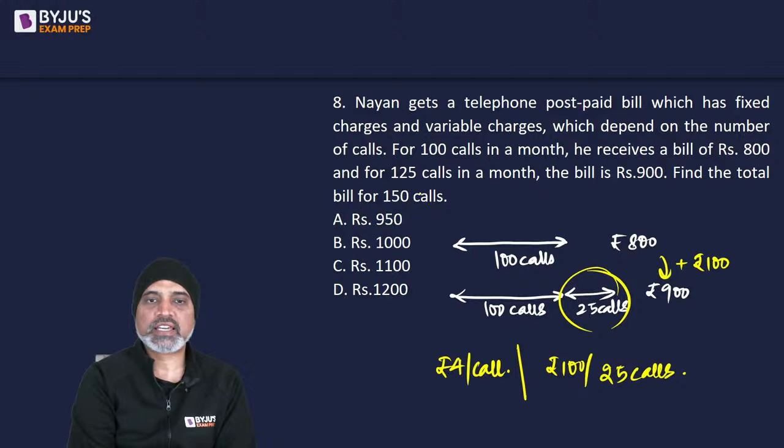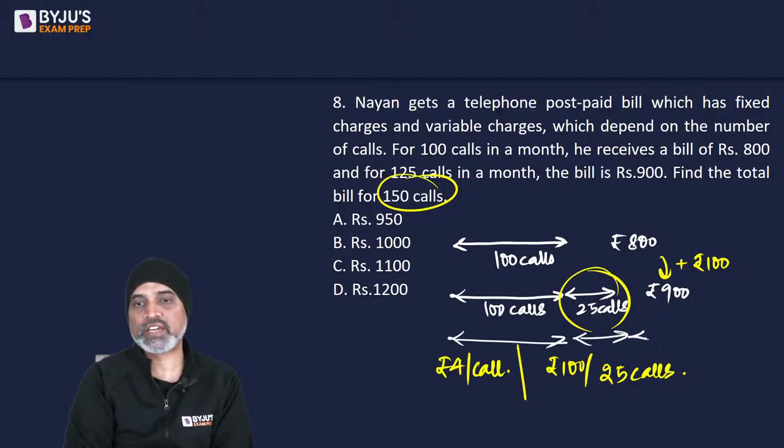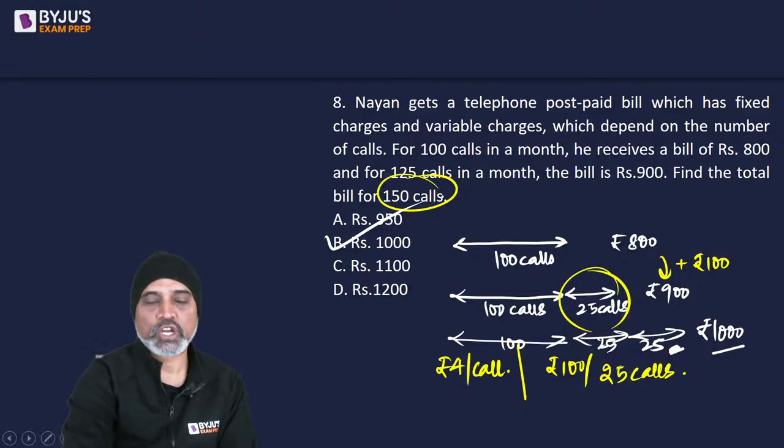Now the question is asking us about 150 calls. 150 calls, can I say this will be an addition of 25 more calls? So 100, 25, 25. So we saw that for 25 calls, there was an increase of 100 rupees. So for the next 25 also, there will be an increase of 100 rupees. From 900, it will become 1000. For every one call, 4 rupees has to be added to it. From 125 to 150, that's additional 25 calls. And additional 25 calls will cost 100 rupees. So 1000. Option B.